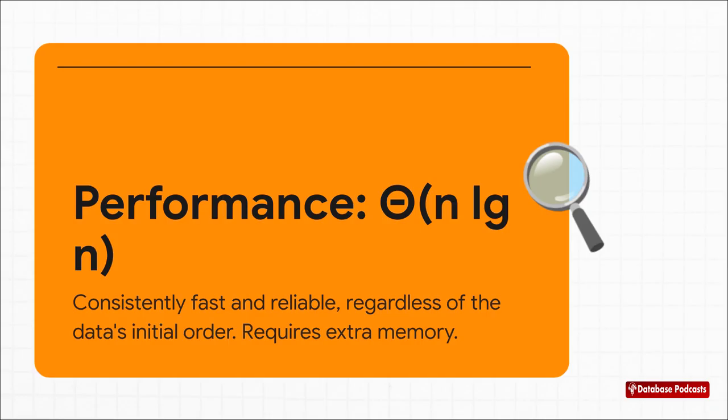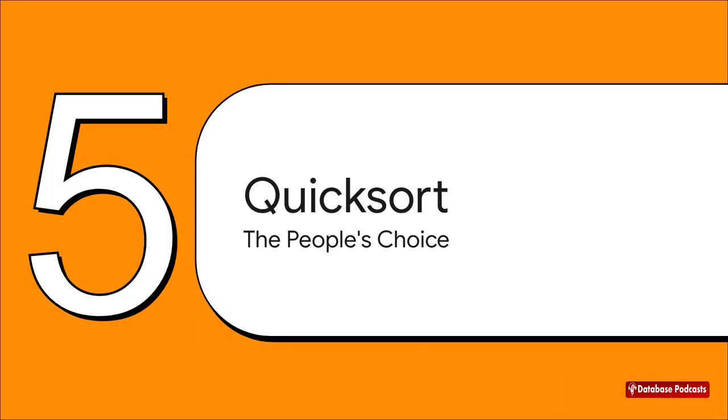So what's the trade-off? Memory. It needs extra space to hold those sorted sublists while it's merging. This means it doesn't sort in place. It can't just do all the work within the original list's memory space. So if merge sort is so reliable, why isn't it the only algorithm anyone ever uses? Well, because in the real world, another algorithm is often even faster.